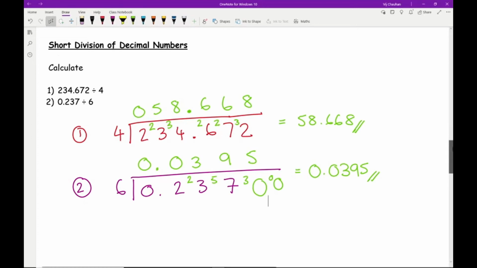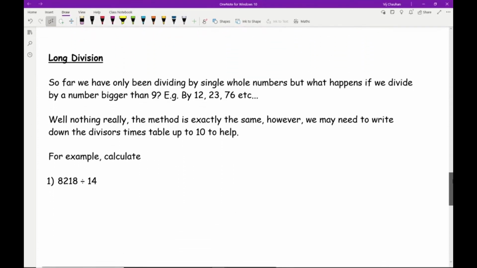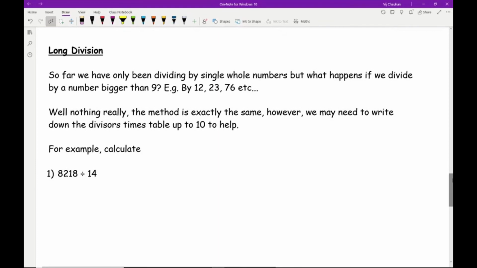So the next thing we move on to is our last section, which is looking at long division. So far we've only been dividing by single whole numbers, but what happens if we divide by a bigger number, bigger than 9? For example, by 12 or 23 or 76. Rather than panicking, there is no need to panic. Nothing changes. The method is exactly the same. However, what we may need to do is write down the divisor's times tables up to 10 to help.